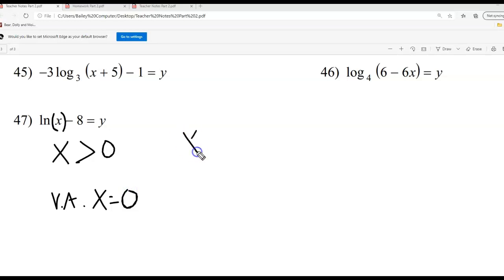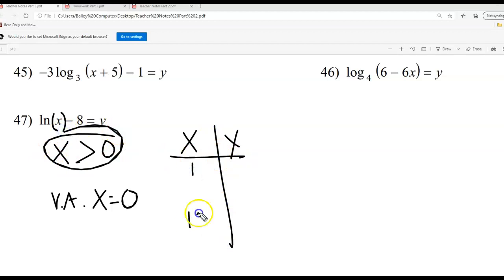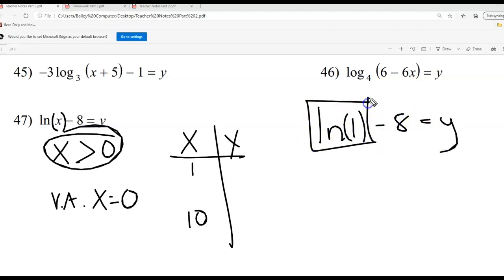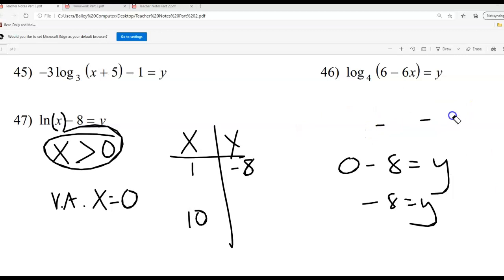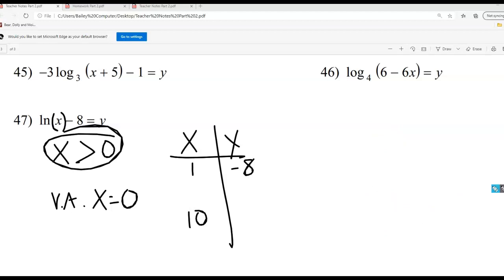For step 3, we're going to pick some numbers for x to plug in. We want to pick numbers greater than 0, like 1 and 10, and we're going to plug them in and see what we can get. So ln of 1 minus 8 equals y. Now this we have a log rule for, right? ln of 1 is 0, so that's just -8. Okay, next one we have 10. If I plug in 10, I'm going to get ln of 10 minus 8.